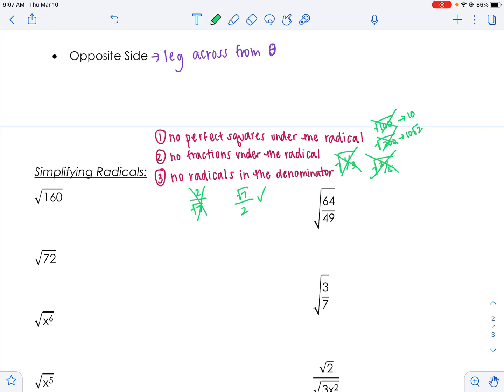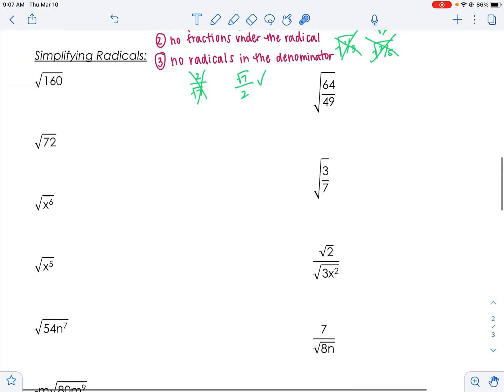So let's take a look on how to go through this. So a perfect square, I like to think of it as a perfect pair. So 10 squared is 10 times 10. 25 is 5 times 5. 16 is 4 times 4. 49 is 7 times 7. And if you can't have any perfect squares under the radical, you can't have any perfect pairs.